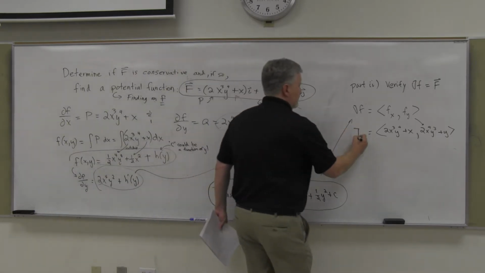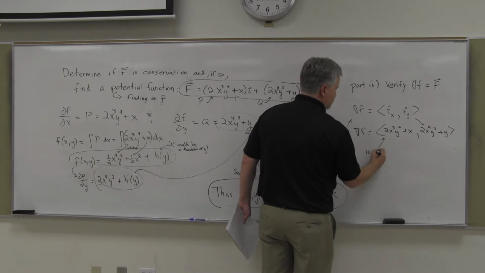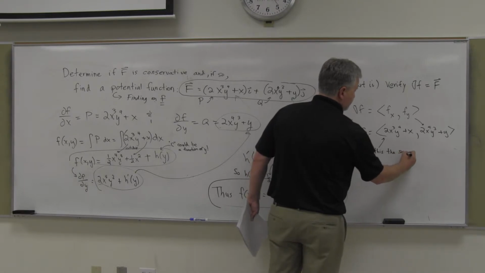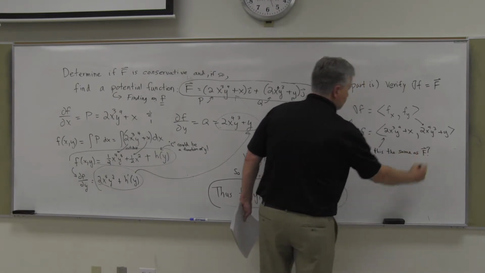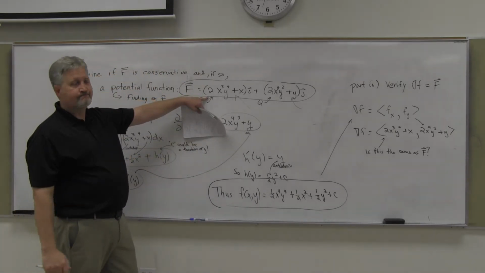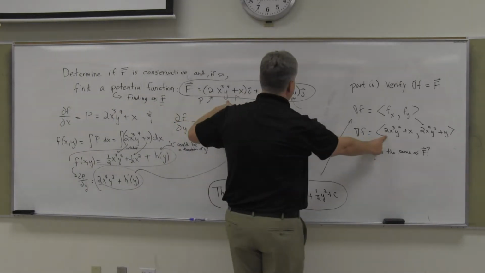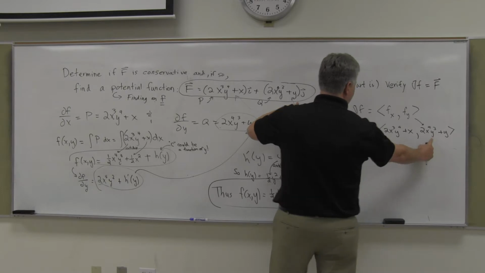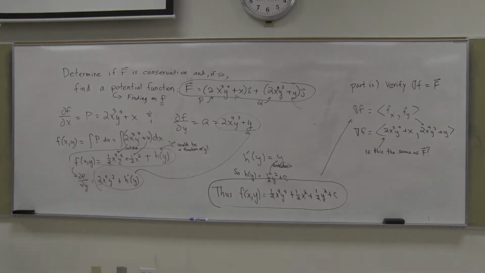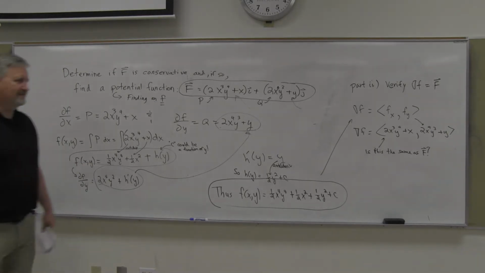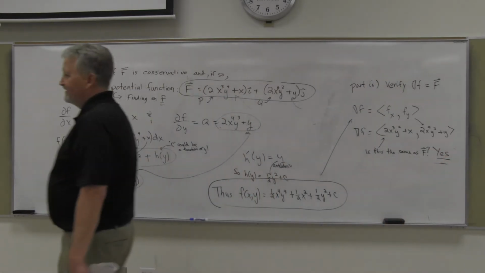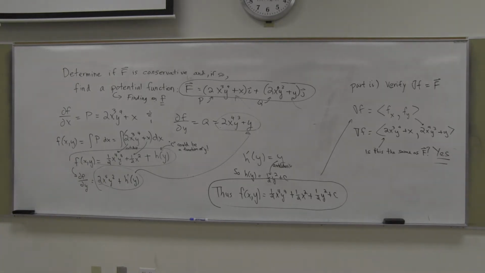Does that match up? That's the gradient. Is that the same as f, the original thing we started with? Look about the same. The I component matches. The J component matches. And if you want to do an IJK or IJ format, that's fine too. But yes, it works. Okay. Good stuff, huh?